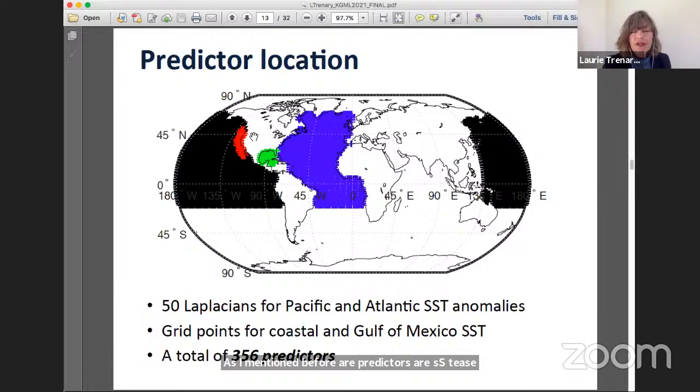It's likely that local SST variations as well as large scale variations will impact predictability. So our predictors are constructed in such a way to capture both aspects. So in red and in green, we have our local predictors. So these are individual grid points. And then the blue and the black are representing the Pacific and the Atlantic basins, which will capture the large scale variations. And in total, we'll have 356 predictors.